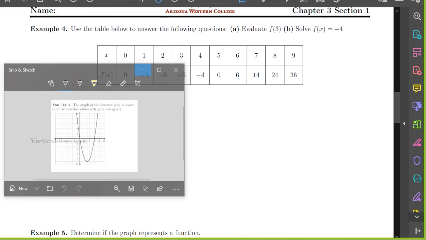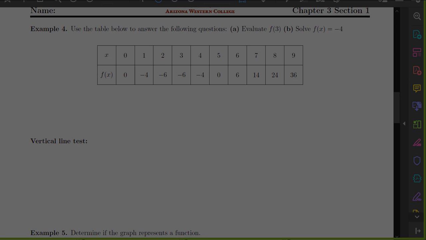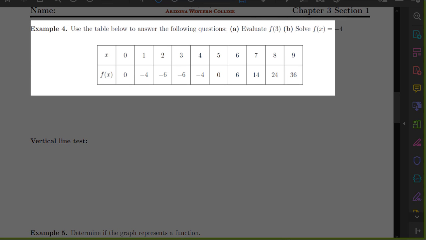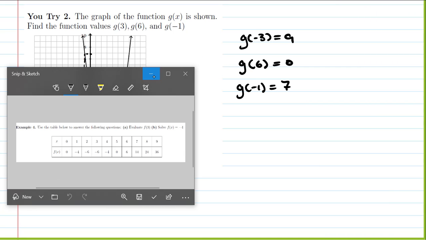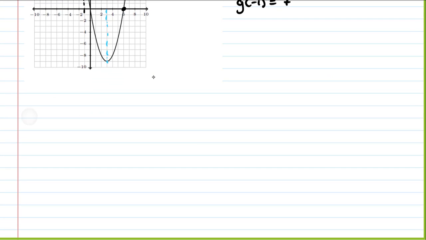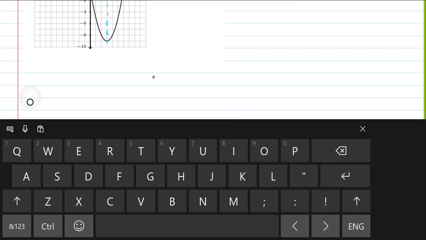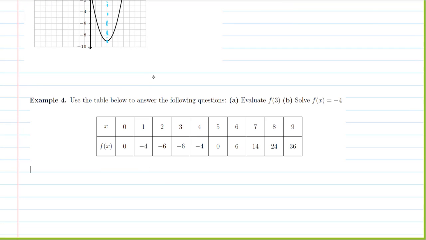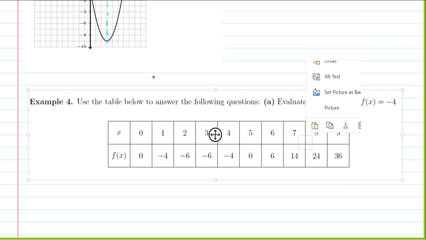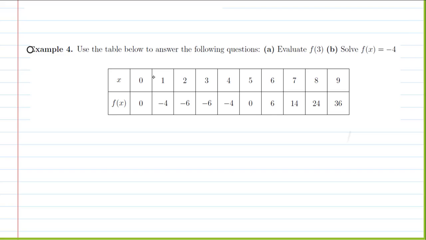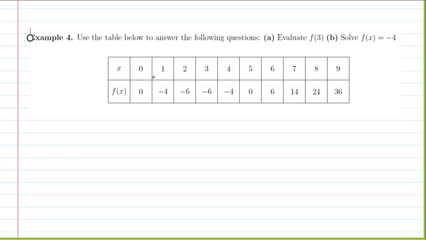All right, so another way that we can represent functions, instead of as a rule or as a graph, we can also represent them as a table. So use the table below to answer the following questions. Evaluate f of -3 and solve f of x equals -4.